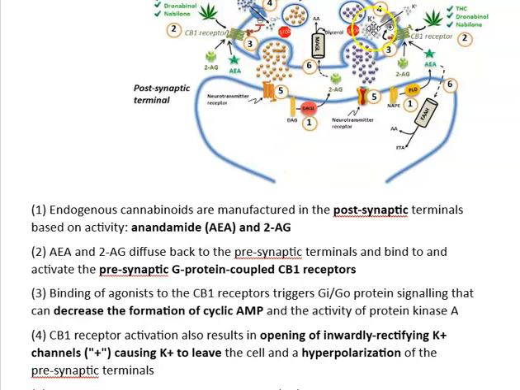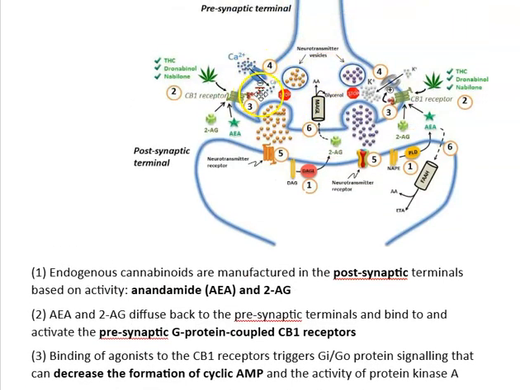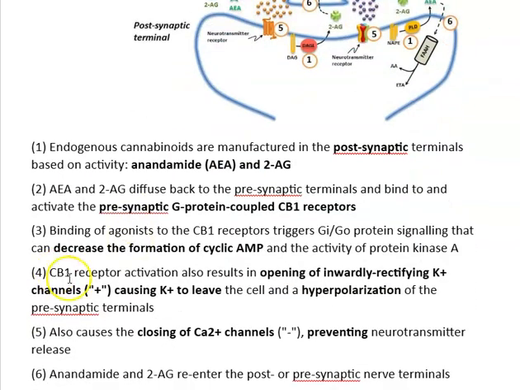I want to highlight again what it's doing here. You're causing the potassium to leave, so you are preventing the release of neurotransmitter. And then also on this side, you are blocking those voltage-gated calcium channels, so you're preventing calcium from coming in. So again, preventing release of that neurotransmitter, and that is just written down here. So the closing of those calcium channels prevents that neurotransmitter release.